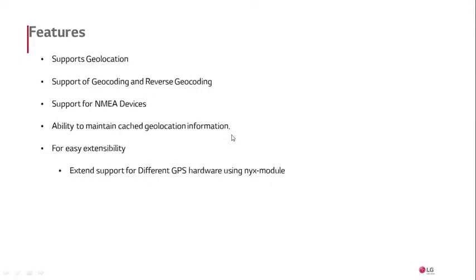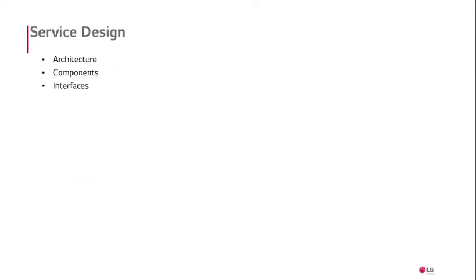This is one of the advantages or added features of the location service: easy extensibility. It extends the support to different GPS hardware using the NIX model. Whatever the different vendor of the GPS hardware, if it needs to be used, then the NIX module has to be changed to provide the corresponding APIs which are provided by the vendor GPS hardware. So this is one of the easy extensibility features provided by the location service.